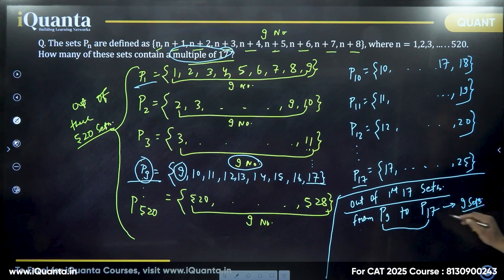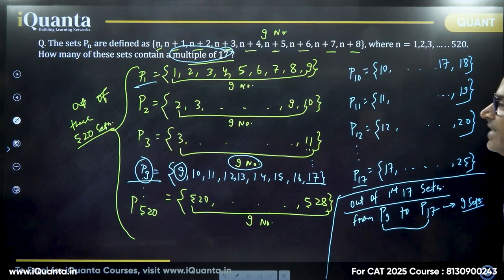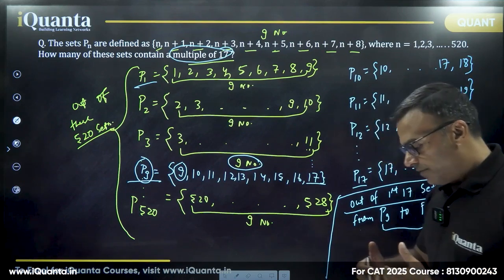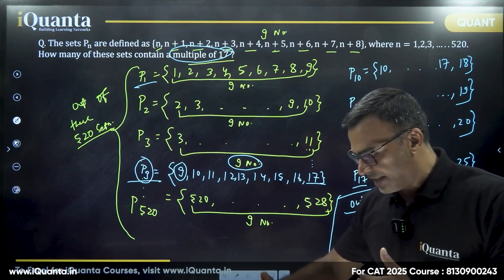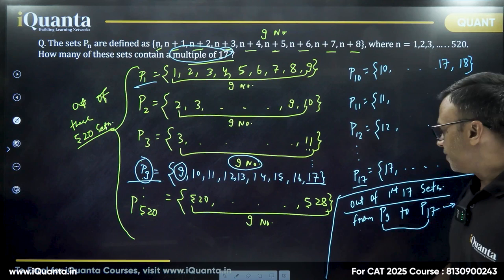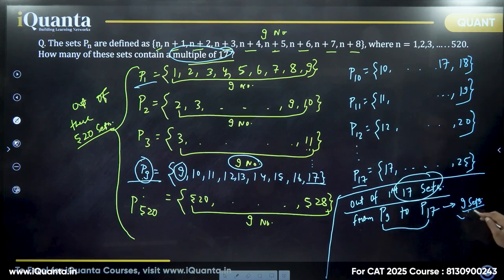And that is going to continue in every set, in every group of 17 sets. I repeat, listen carefully. Out of continuous 17 sets, 9 of them are going to contain a multiple of 17. So first 17 sets, 9 are there. Again next 17 sets, 9 are there. Again next 17 sets, 9 are there, and so on.